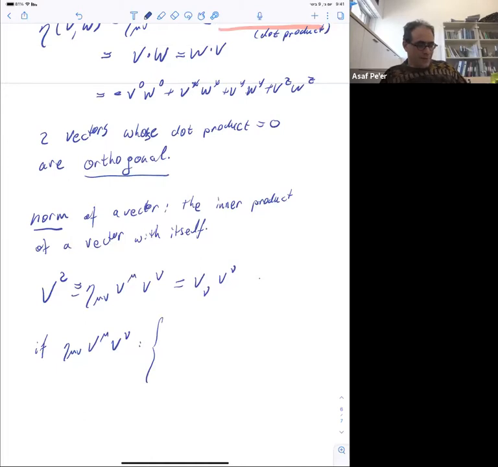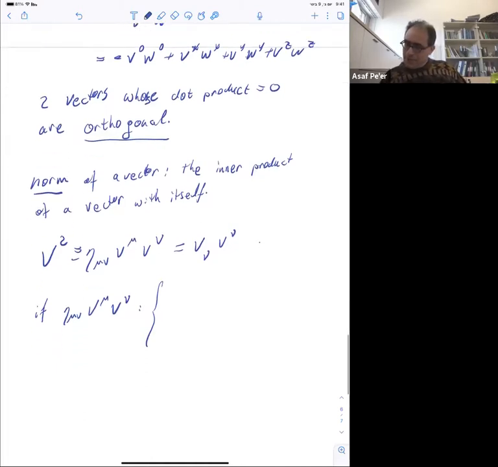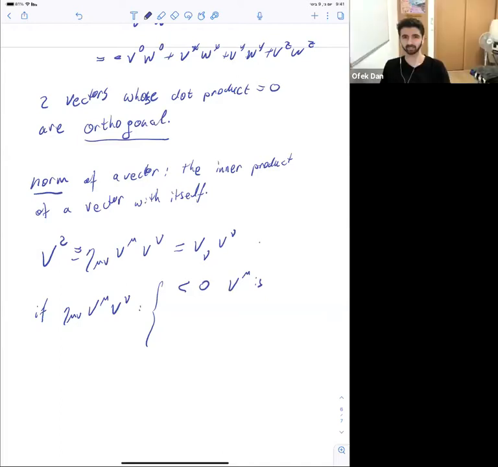Okay. So if the norm of a vector is smaller than 0, then we say that v mu is, does any of you have any idea? Time-like? Time-like, very good.